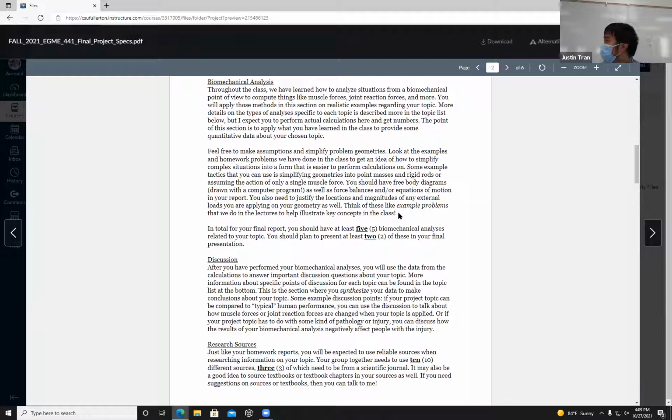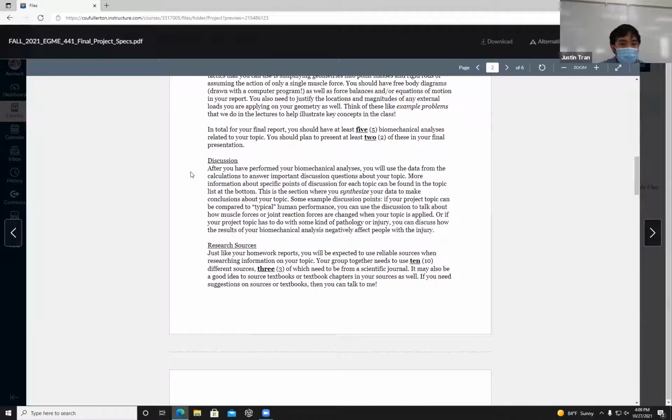In total, for your final report, you should have at least 5 of these analysis types. If you do, say, all static analysis, you should have 5 static situations to analyze, 5 free body diagrams. At least 2 of these should make it into your final presentation. Think of these as worked example problems that you would do as part of a normal class. I want you to be coming up with those example problems, doing the calculations, and setting the stage for all those things.